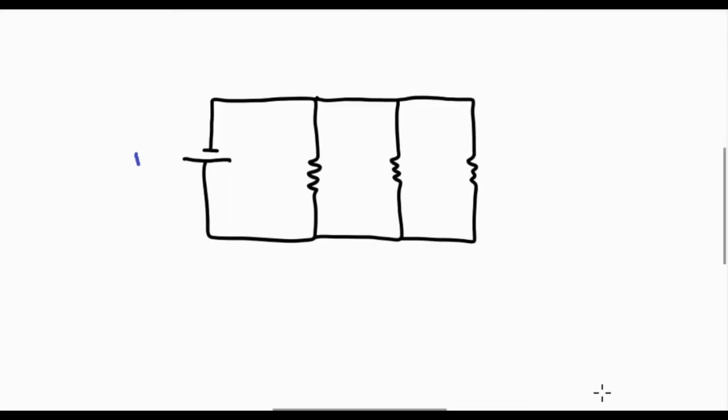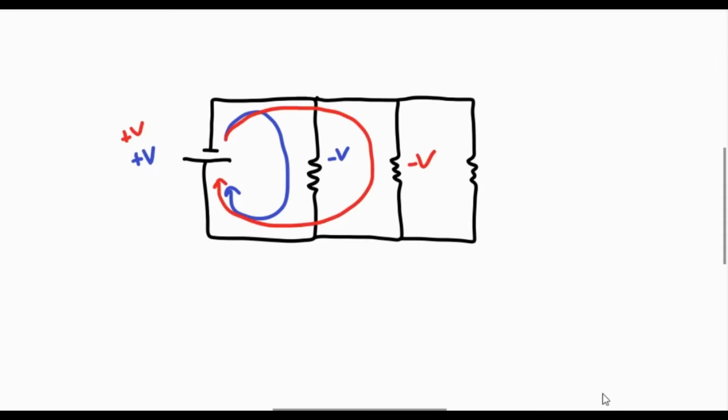In this parallel circuit, let's look at the first loop. The battery gives the electrons voltage, and then they expend that voltage, they use up their energy, in the resistor. The potential drop across the resistor is equal to the potential given by the battery. But the exact same thing happens in the second loop, and in the third. Each branch of the circuit behaves as if the other two aren't there.